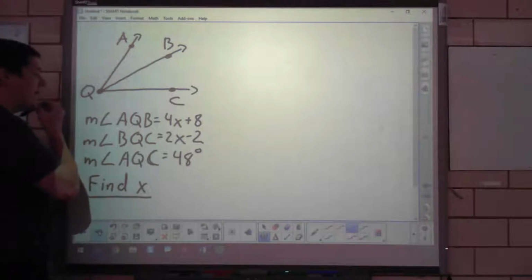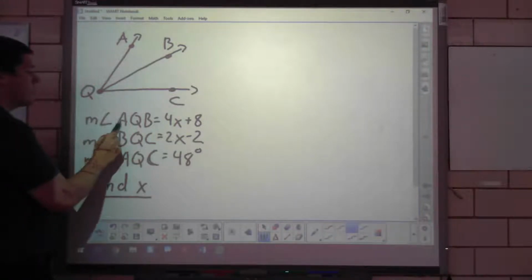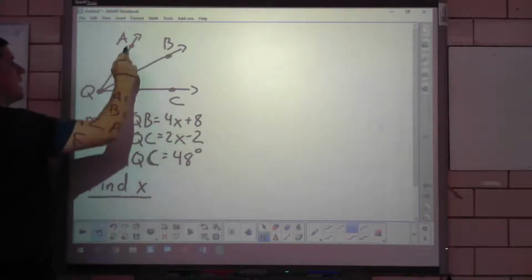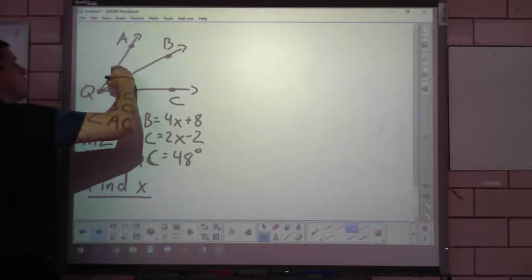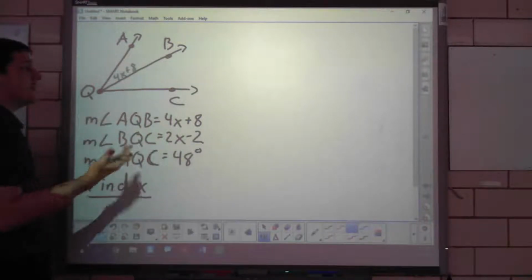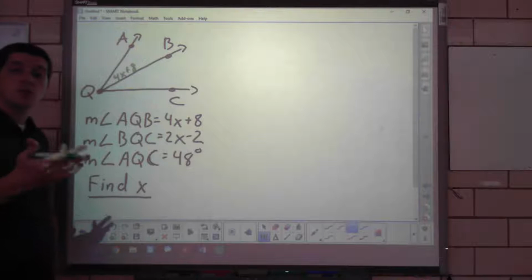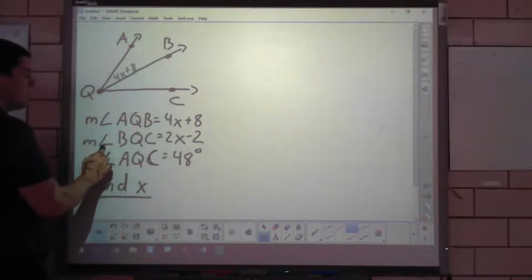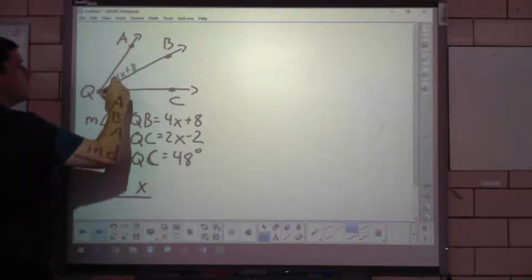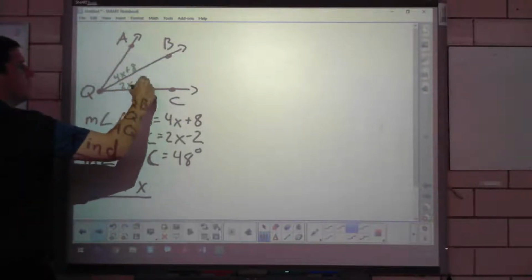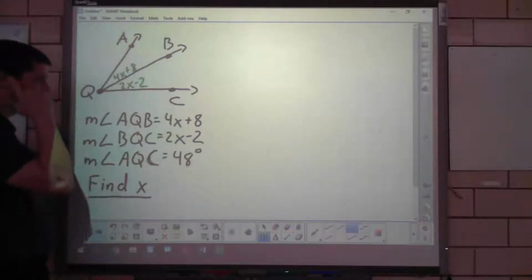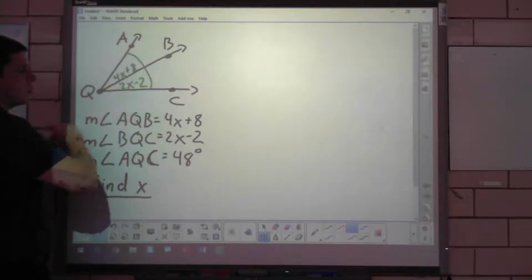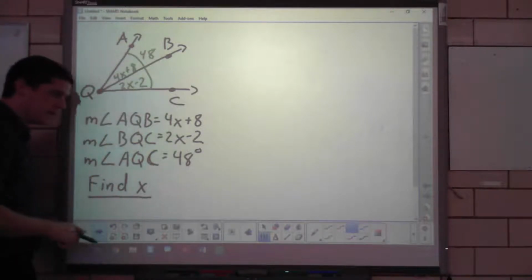So if I go ahead and I say, okay, the measure of angle AQB is 4x plus 8. So then AQB is this guy right here. So write in there 4x plus 8. That's going to be a helpful thing, especially when we're trying to figure out how to set these things up. And then right here, the measure of angle BQC is that 2x minus 2. And then the measure of angle AQC, this big angle right there, is 48.